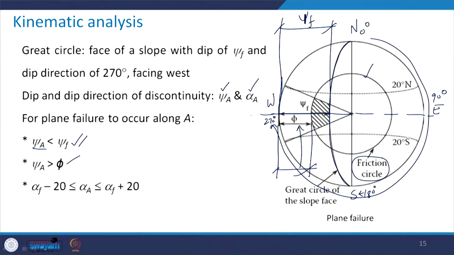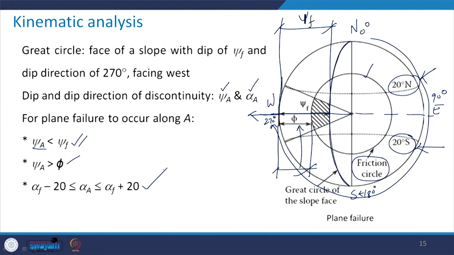So, you see that this is the dip direction of the slope face. I explained it to you how it is. We have taken a typical case. So, plus minus 20 degrees, you have 20 degree north latitude and 20 degree south latitude, which is there. So, now this is what is going to be your third condition.